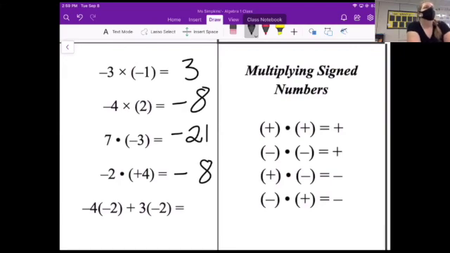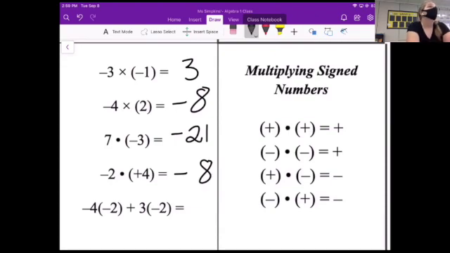What about the last one? What is different about that last problem than the first 4 problems? Someone besides Demonte. What do you think, Fiona? Why does that last problem look different than those first 4 multiplication ones we did?